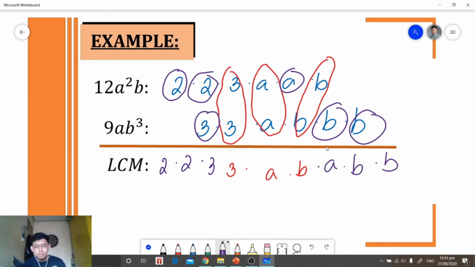So let's multiply them all together. So we have 2 times 2 times 3 times 3. That is equal to 36. And for our variable a, how many a's do we have? We have 2, so a squared. And then for b, we have b cubed. So this will be our final answer. Let's have another example.